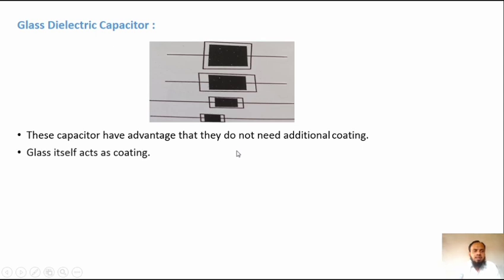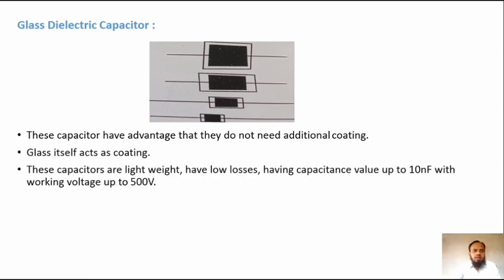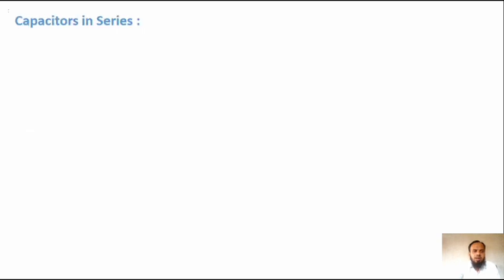Here glass itself acts as a coating, and these capacitors are lightweight, have low losses, having capacitance value up to 10 nanofarad with working voltage up to 500 volt, and applications of these capacitors are used in medium power transmitter.